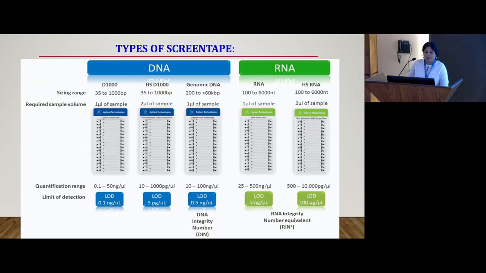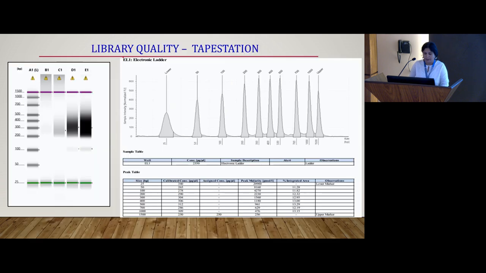So these are the ScreenTapes which are available depending upon the type of nucleic acid you are analyzing. Basically, for double stranded DNA, this D1000 kit is recommended. So this is the interpretation of your TapeStation results. A graphical plot shows the fluorescent intensity of the nucleic acid. The x-axis represents the fragment size in base pairs, and the y-axis represents the fluorescent intensity, which correlates to the amount of DNA or RNA.